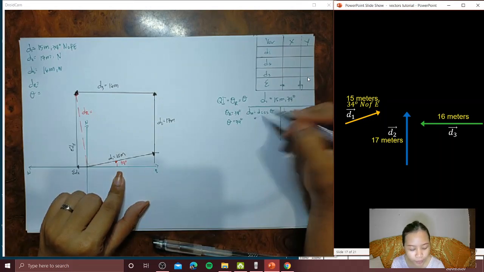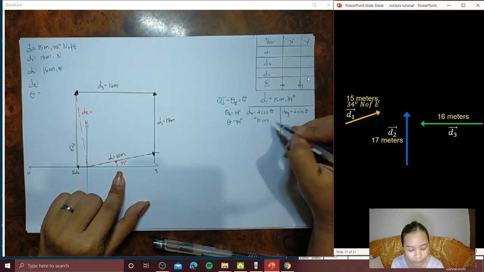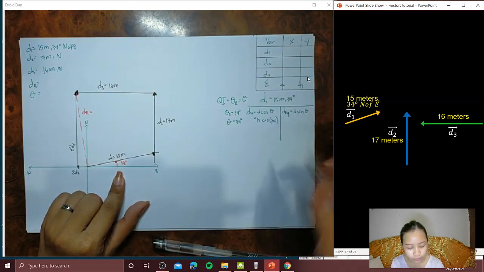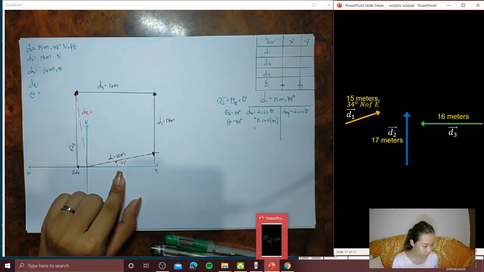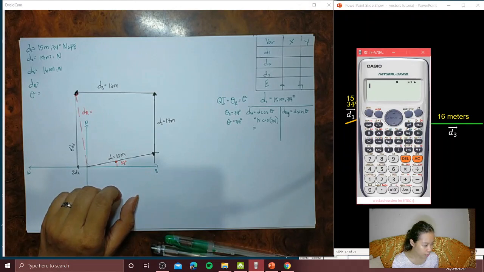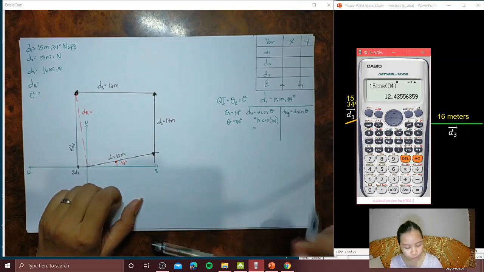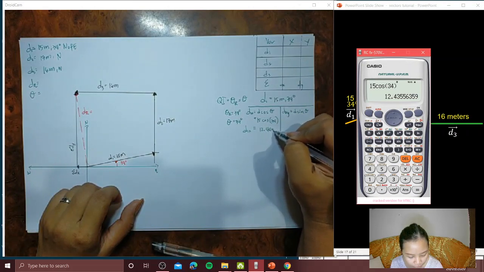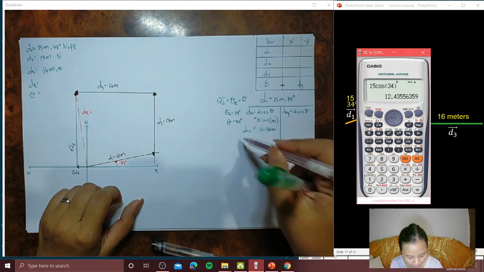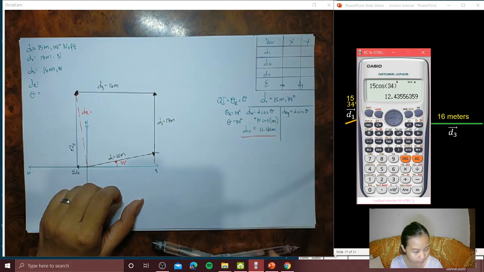So, we have 15 cosine 34. Let us use our calculator. 15 cosine 34, and that's equal to 12.44. So, just write your value here, D1X, this is 12.44 meters. Now let us solve for our D1Y.